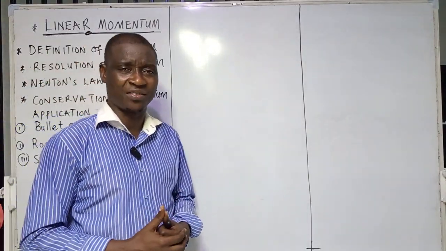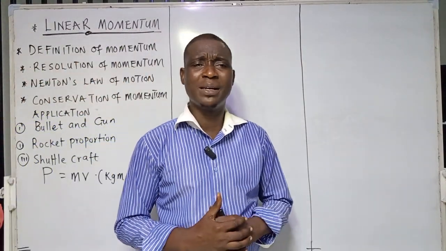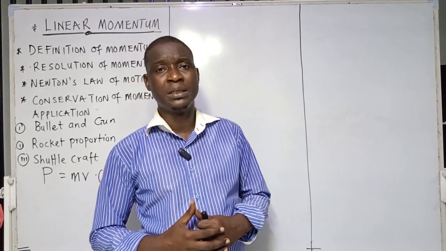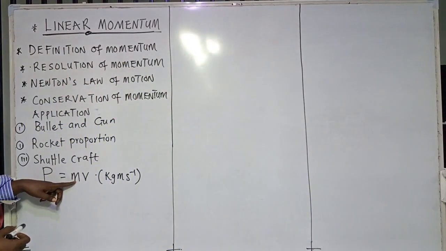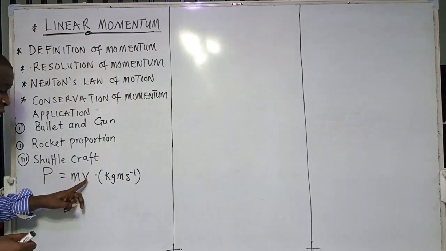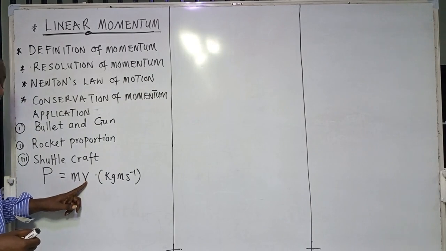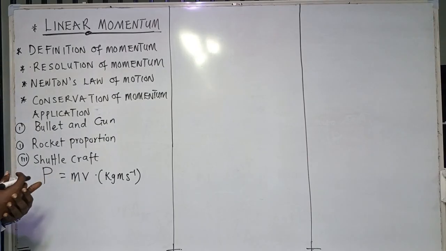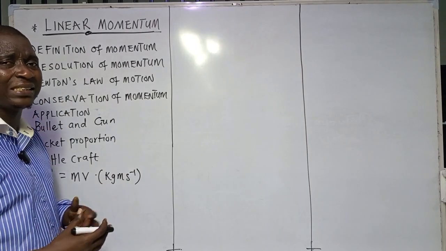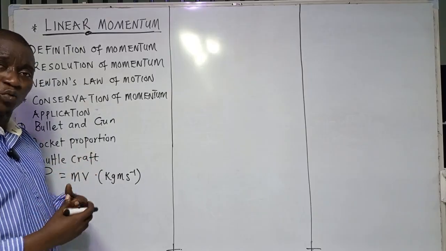Now, knowing fully well that if you don't know, momentum is a vector quantity. Why? Because mass is a scalar. Then when you multiply it with a vector, a scalar multiplied by a vector will give us a vector. So in this case, the momentum is a vector quantity, a quantity that has magnitude and direction.